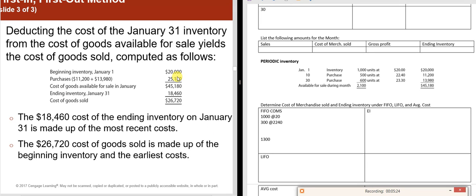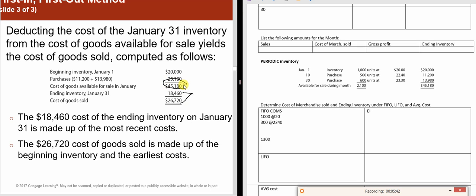Okay, I guess I will go through this. So beginning inventory is 20,000 plus purchases of these two is 25,180. That gives us goods available for sale. And then what happens is I compute either ending inventory or cost of goods sold, and notice they both have to add up to this.